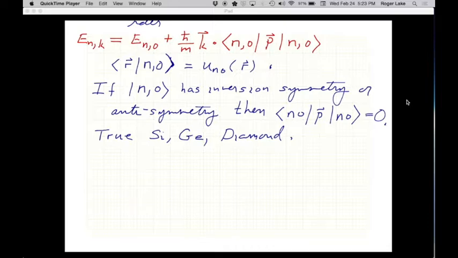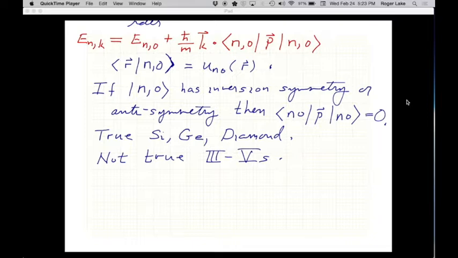Gallium arsenide does not, because the two atoms are different. So in gallium arsenide, the A and the B atom are different, and so it does not have inversion symmetry. By inversion symmetry, you just replace x by negative x, y by negative y, z by negative z, and so basically what that does is just flip the A and the B atom, and since they're different, it's not the same. You don't have inversion symmetry. So this is true for silicon and germanium, and it's not true for gallium arsenide, etc.